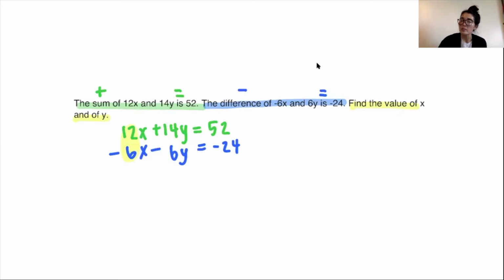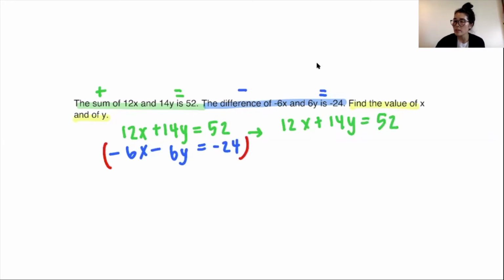I think a lot of us can pretty quickly see that you can change both those numbers into 12. So I'm actually going to go ahead and do that, and I'm going to cancel out my x's in this problem. All right, so that first problem is actually already the same. So 12x plus 14y is equal to 52. I'm going to keep it the same.